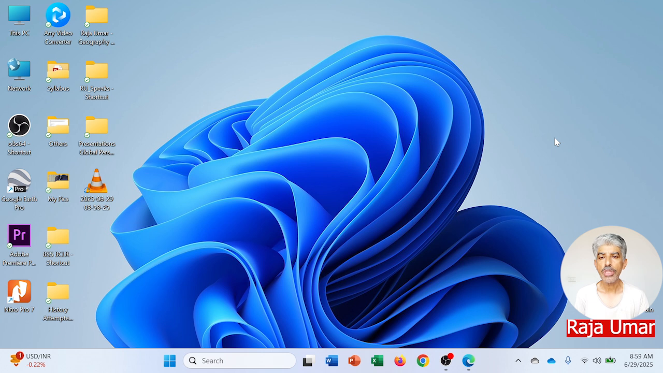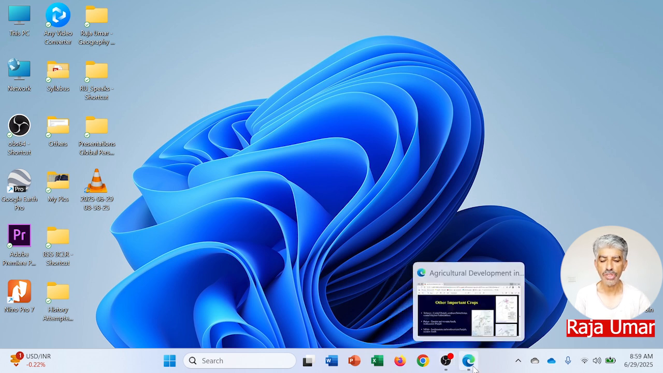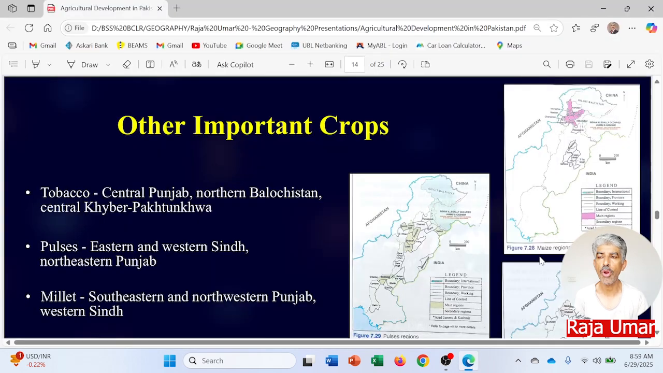As we have already talked about the major crops of Pakistan: wheat, rice, cotton, and sugarcane. Now we are moving to some other crops which are also really very important crops, and they are also the need of the country, and they are being grown over here to meet the needs of the people. So here we have some other crops.